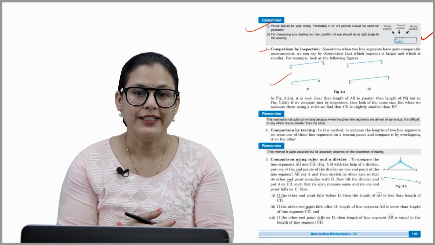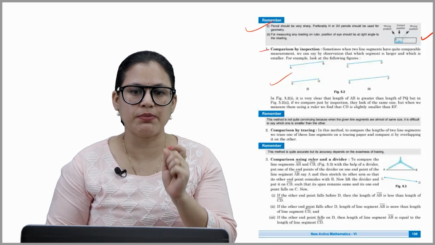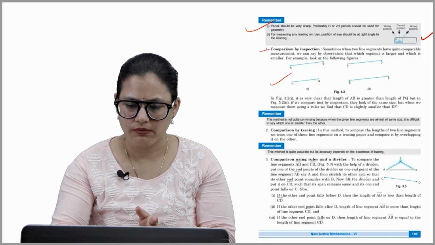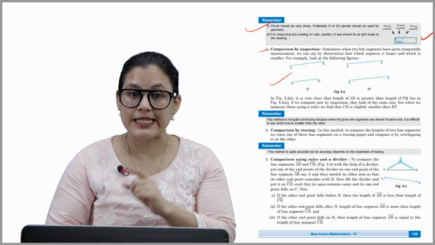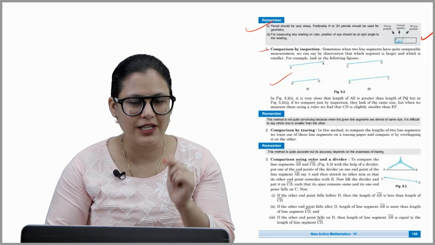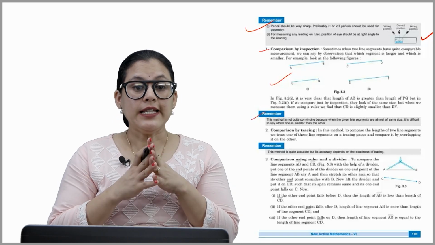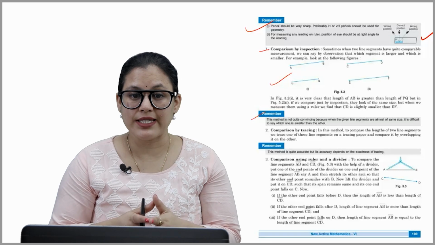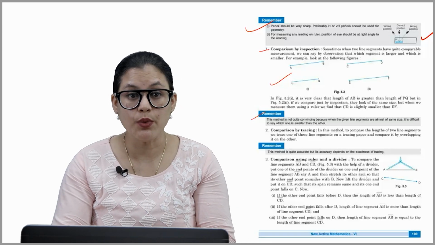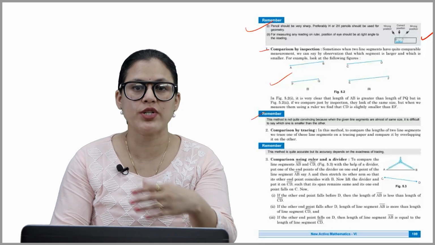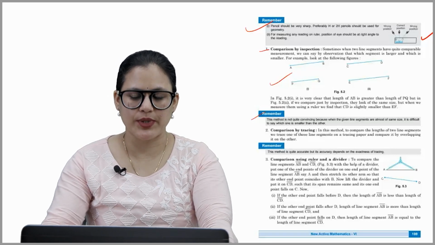We can observe that. And in figure 5.2, second part, if we compare just by inspection, they look of the same size, right? But when we measure them using a ruler, we find that CD is slightly smaller than EF. Remember, this method is not quite convincing because when the given line segments are almost of same size, it is difficult to say which one is smaller than the other by just looking at those lines.